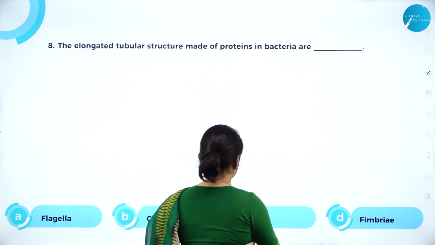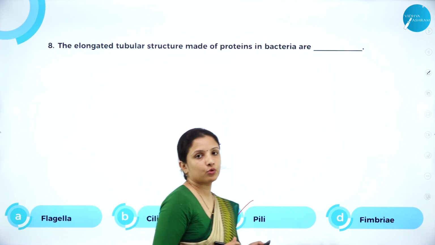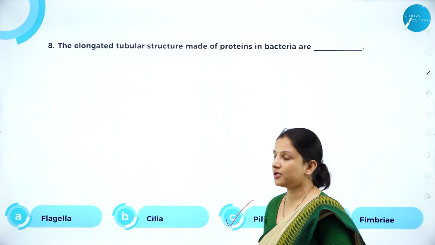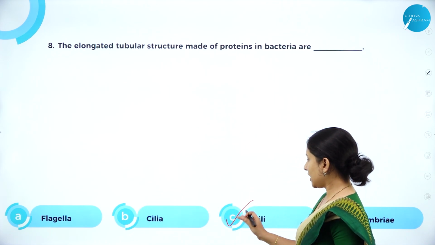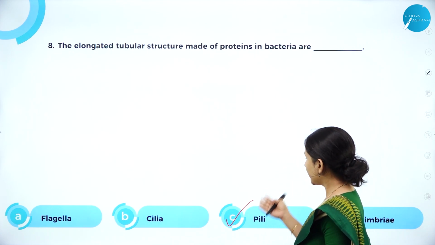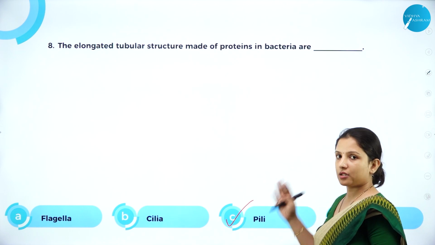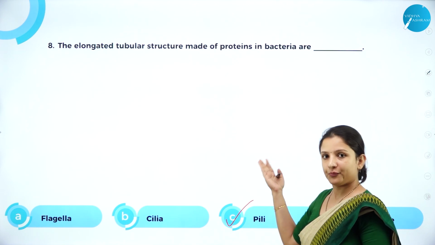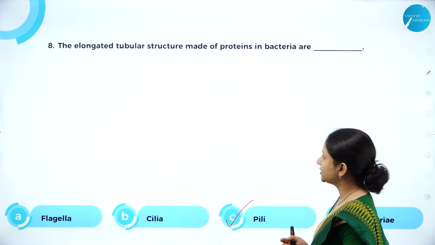So the right answer here is pili. Pili and fimbriae are both non-locomotory structures, and pili are tubular. Fimbriae are bristle-like, so you can't select fimbriae. Pili are tubular structures which are made up of proteins. So the right answer here is option C.